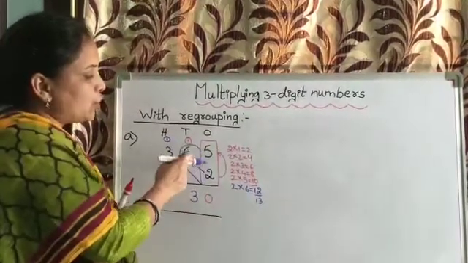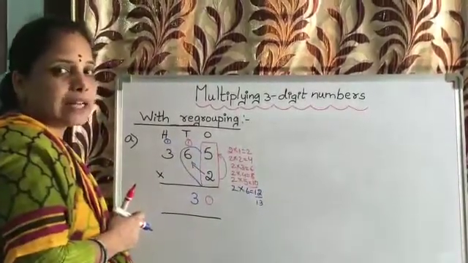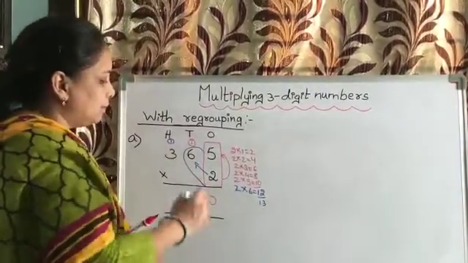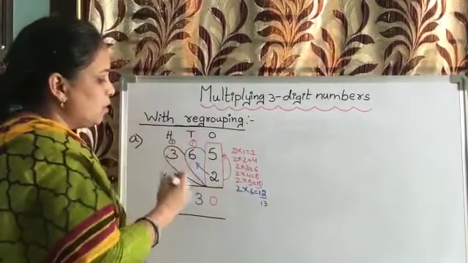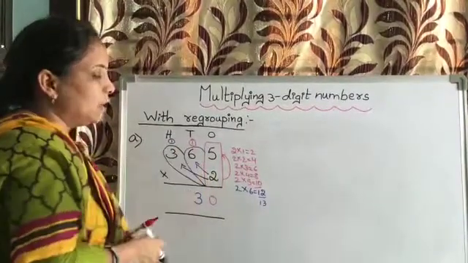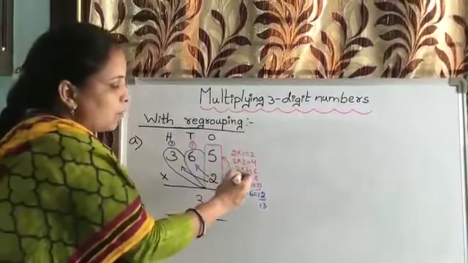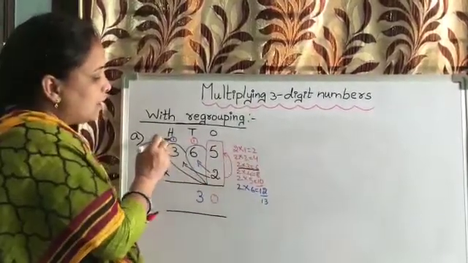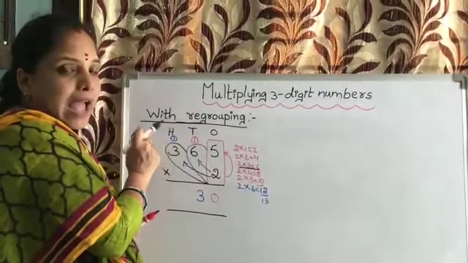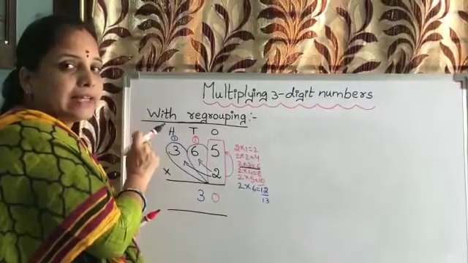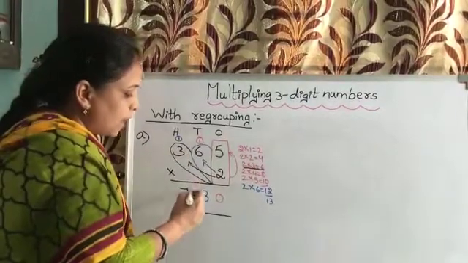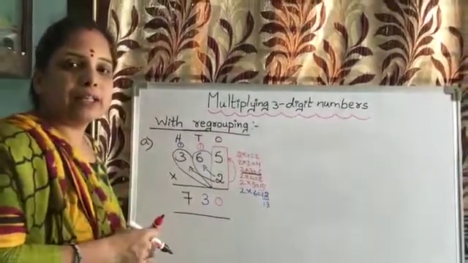So after multiplying tens place digit, we have to multiply now hundreds place digit, children. So now 2 should be multiplied with 3. Now 2 3s are how much, children? 6. We know the answer. Now don't forget to add carryover. Please add the carryover to the answer. 6 plus 1, 7. So final answer we got 730, children.